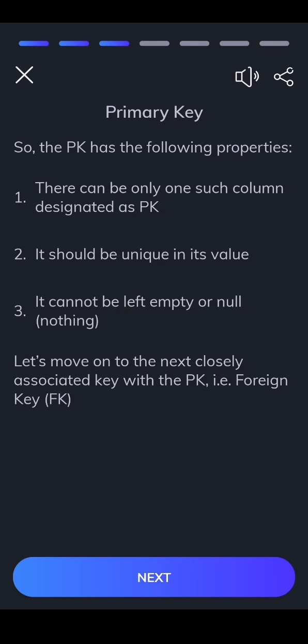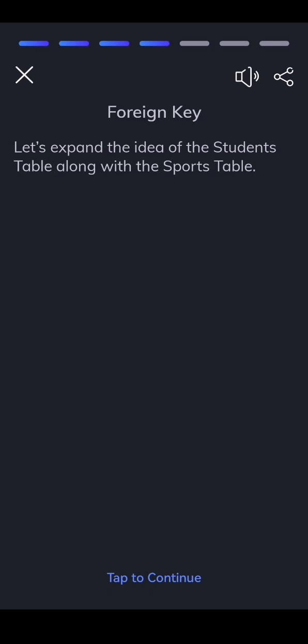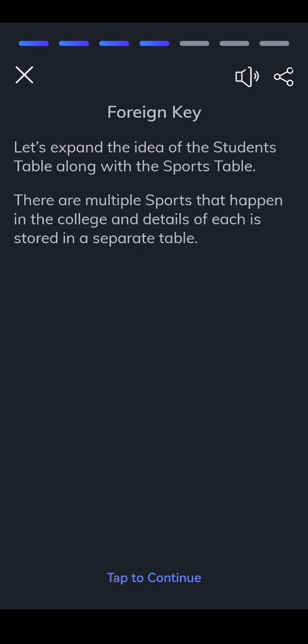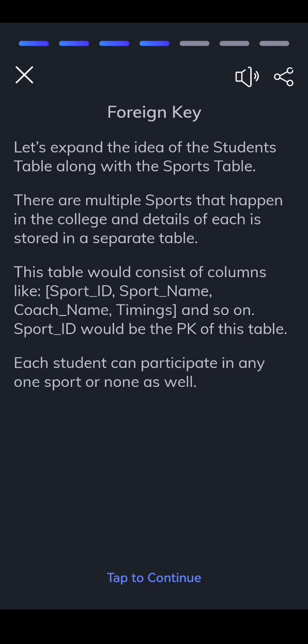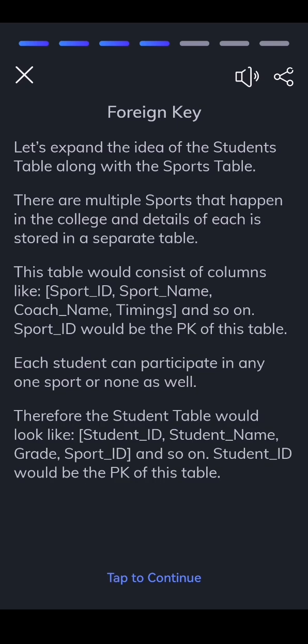foreign key, FK. Let's expand the idea of the students table along with the sports table. There are multiple sports that happen in the college and details of each is stored in a separate table. This table would consist of columns like sport_ID, sport_name, coach_name, timings, and so on. Sport_ID would be the PK of this table. Each student can participate in any one sport or none as well. Therefore, the student table would look like student_ID, student_name, grade, sport_ID, and so on. Student_ID would be the PK of this table.